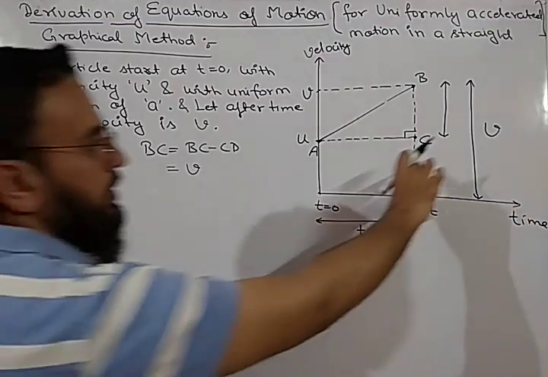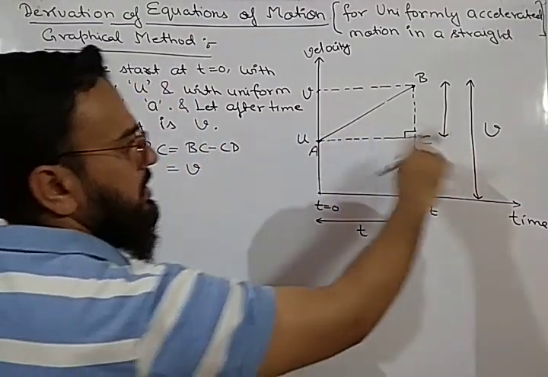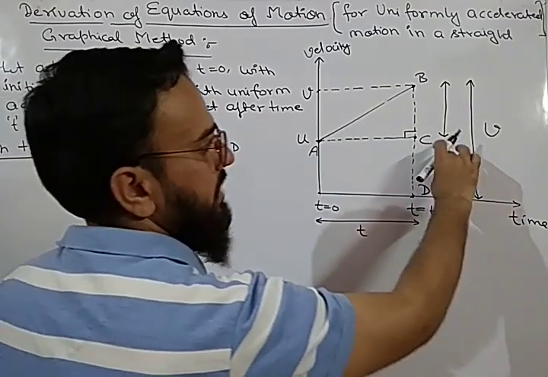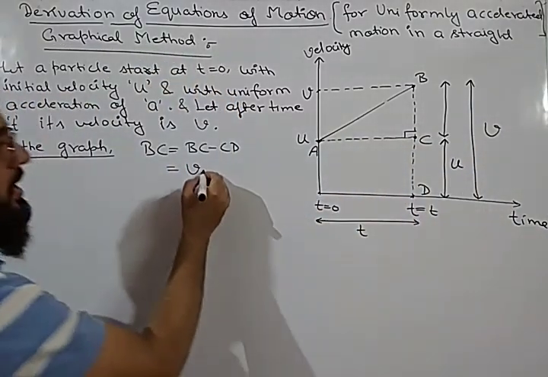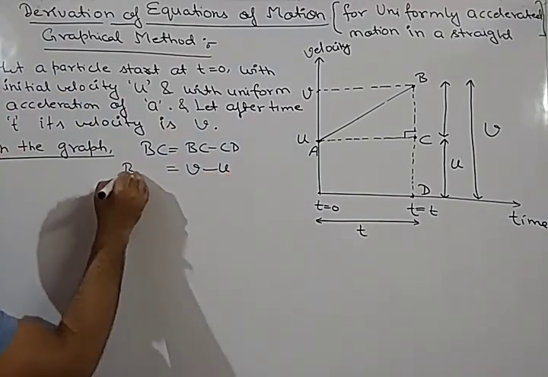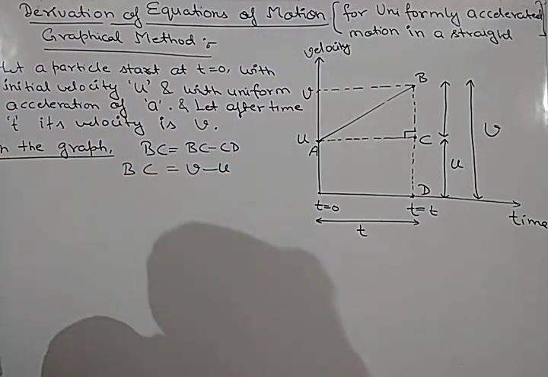Okay, minus CD. What is CD? CD means this is U, this distance is U, so CD will also be U. This CD distance is equal to U. So we can write here U. It means BC is equal to V minus U.